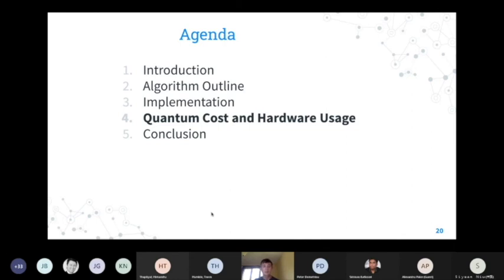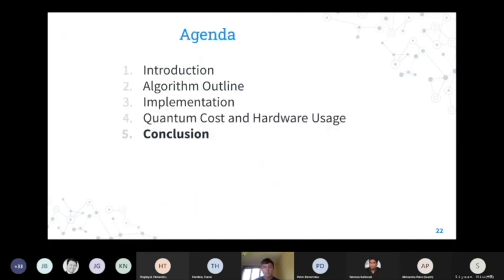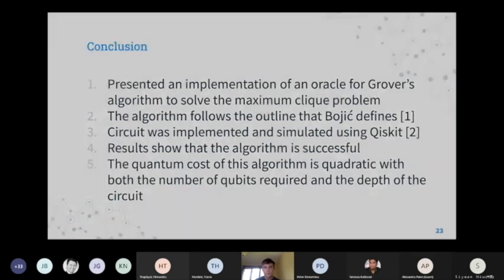Next, we have the quantum cost and the hardware usage of this algorithm. The quantum cost of this circuit is in the form of the number of qubits required and the number of levels required. The depth of the circuit grows more quickly than the number of qubits, but they are both O of magnitude of V squared. Next, we have the conclusion.